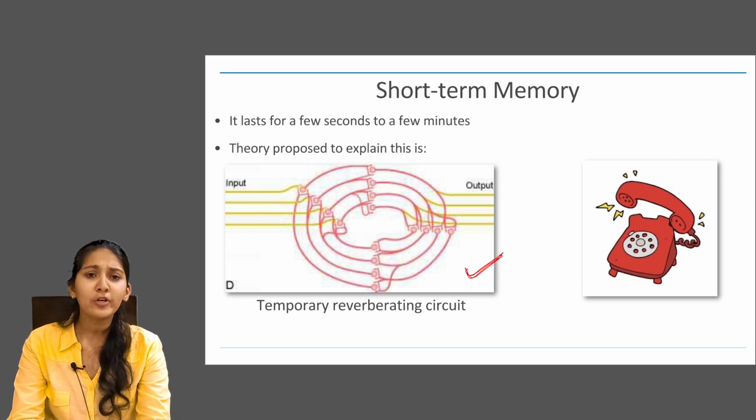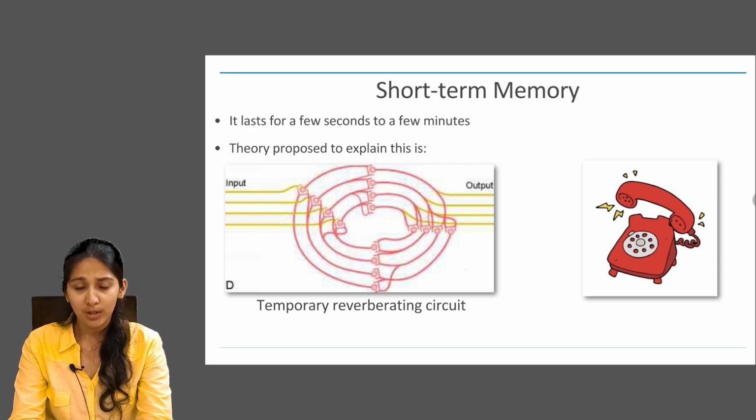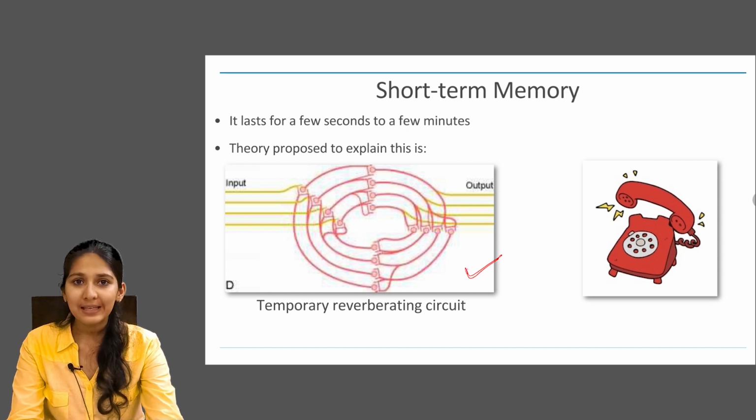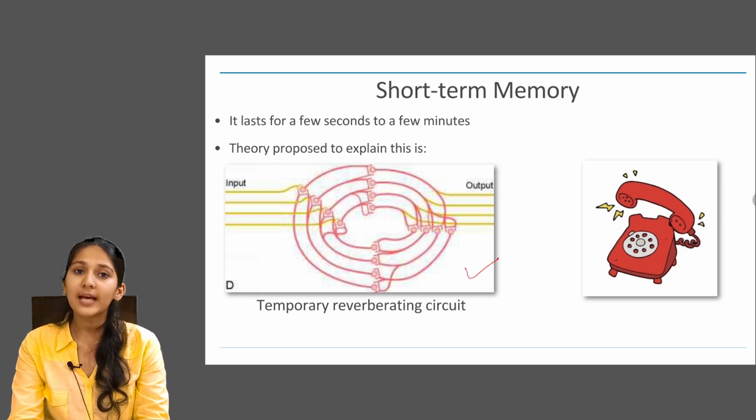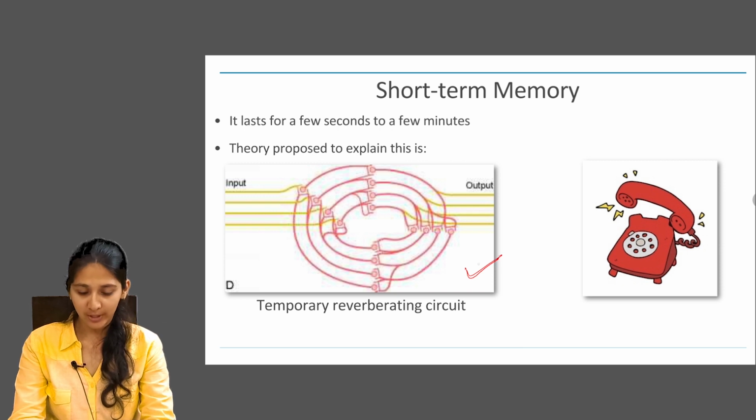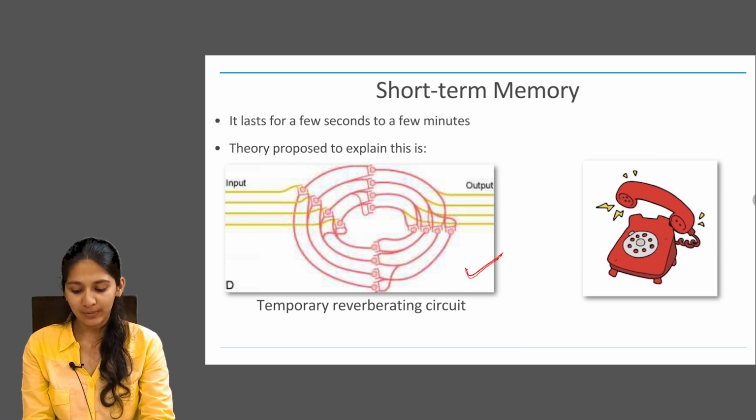For example, if you try to remember a phone number which has around, say, 10 digits, only as long as you keep thinking about and reiterating these numbers in your mind, you will remember them. Once you stop, that is, the neurons stop going through that circuit again and again, this kind of memory is going to vanish from your brain. This is the concept of short-term memory.